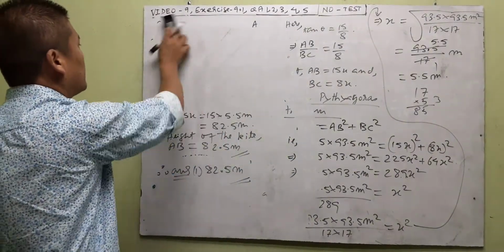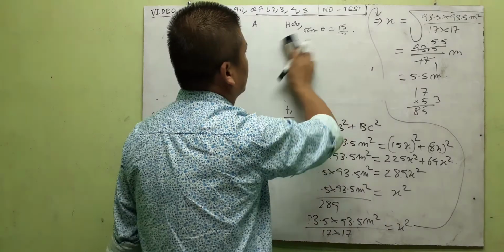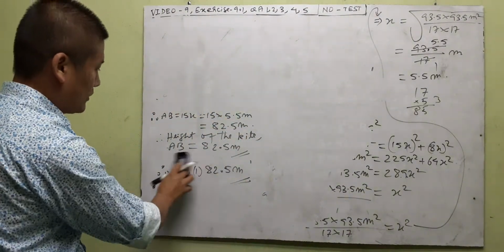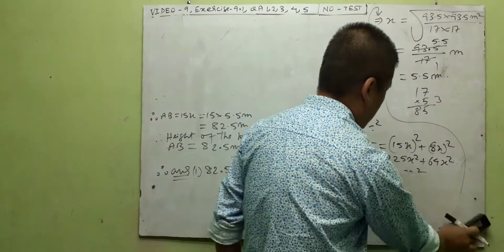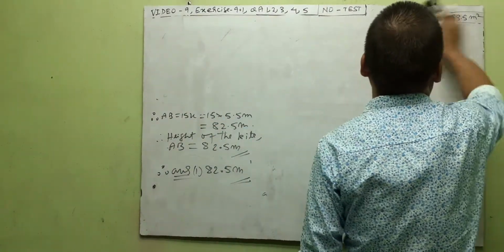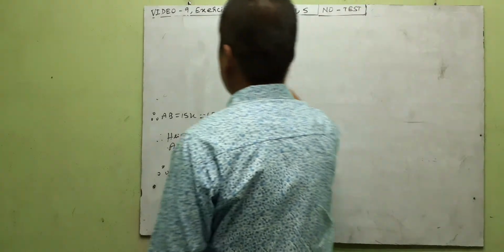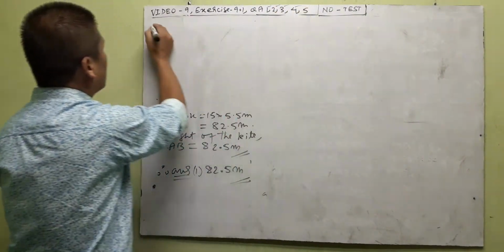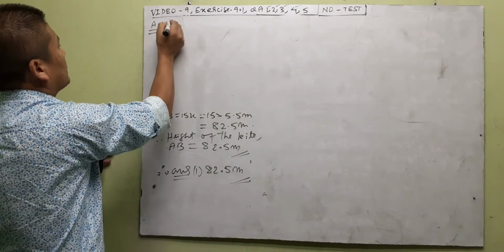Let's go to A4. Okay, so you can do that slowly. Okay, next is A4. A1, 2, 3 done, 4 now. Let me read the question for us.